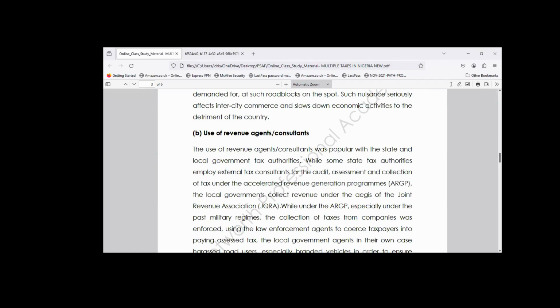Second, the use of revenue agency or consultant. This one is very common. Federal or state government can say, if they want to collect multiple taxes, they can partner with the National Union of Road Transport Workers, NURTW, saying please help us collect this type of taxes from motorists. Secondly, the state government can engage some agents, revenue consultants, by saying we give you a target, go and collect this type of tax from the taxpayer. This is another method of collecting multiple taxes.